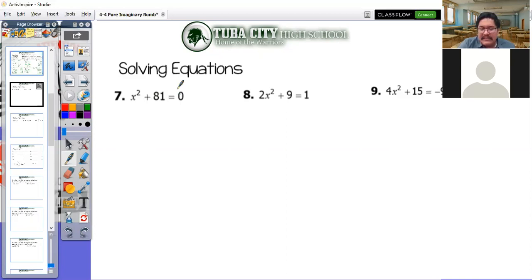Now remember what this means. Imaginary number means, in a way, we cannot get a real solution, because if I put -9 in there, -9 times -9 is going to be positive 81. 81 plus 81 does not equal 0. So there really isn't anything we can put in there and get a real solution. So what does that mean?